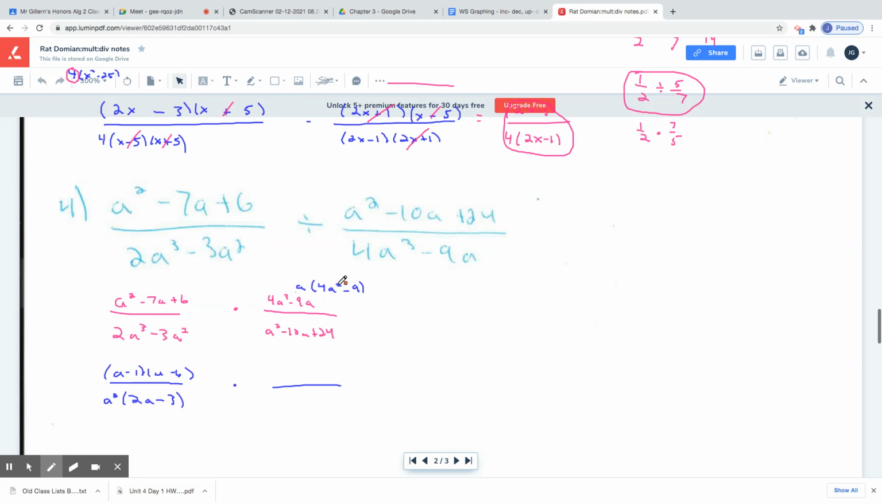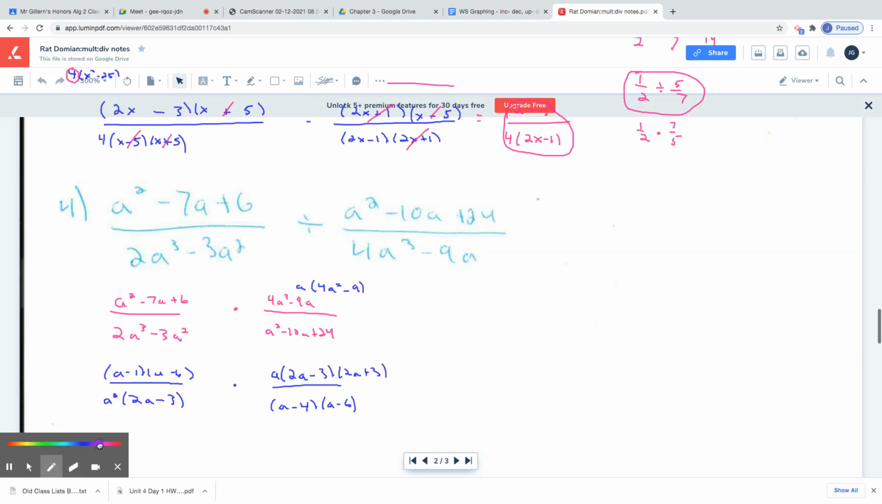All right, 4a cubed minus 9a. The first thing I can do is what I did up here. I can take out an a, and it leaves me with 4a squared minus 9, which is a difference of two squares, which is 2a minus 3 and 2a plus 3. A squared minus 10a plus 24. Two numbers multiply to give me 24, add to give me 10. That is a minus 4 and a minus 6.